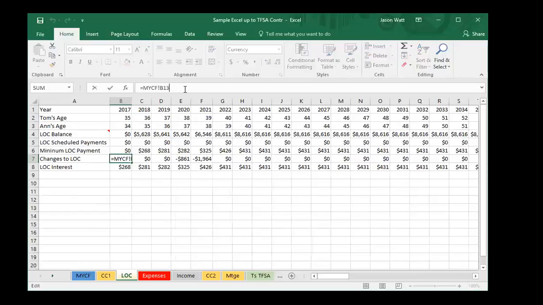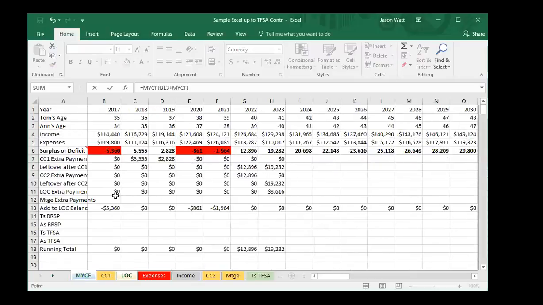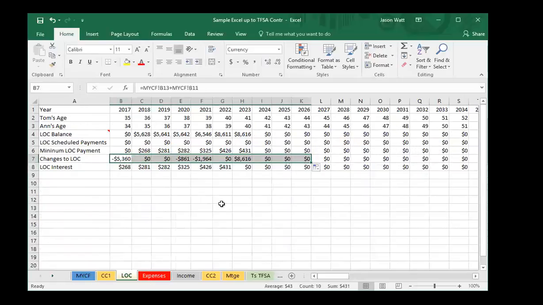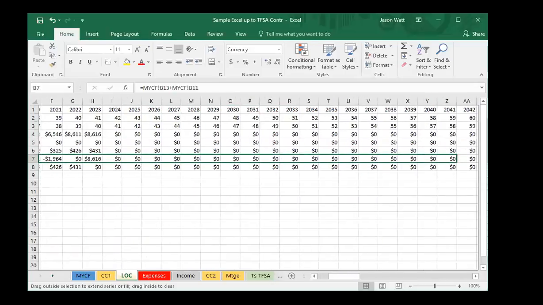And what I might do here, I think this is going to work, plus whatever we have in multi-year cash flow B11. And let's just see here. I'm honestly not sure how that's going to work out. Yeah, there we go. So when we have this extra balance out here, 8616, we've got it paid off. And now I'm just going to copy that all the way across because I'm happy with that formula.